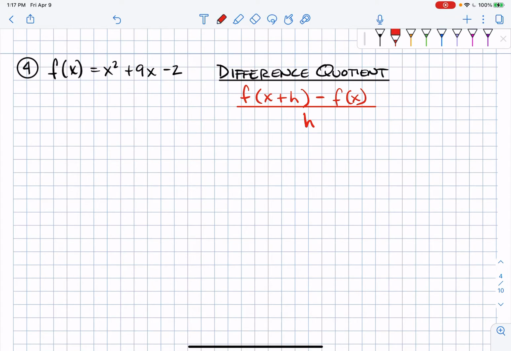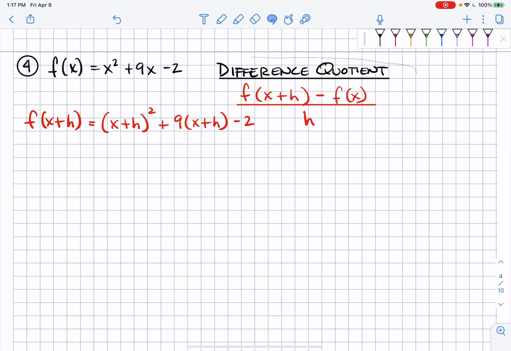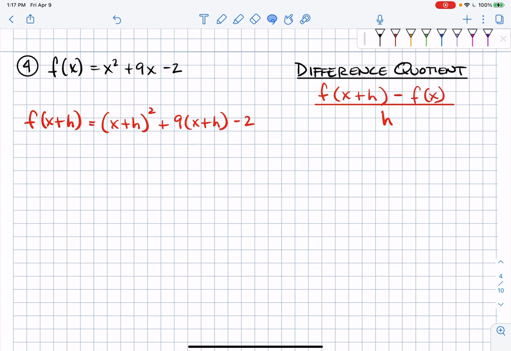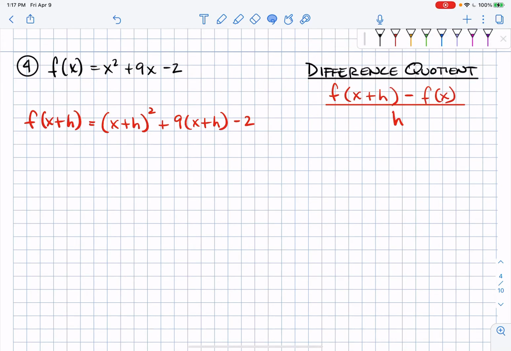So f of x plus h means that to go into f of x and replace all the x's with x plus h. So instead of x squared, I want to replace it with x plus h squared plus 9 times x plus h minus 2. All right, with that being said, let's move this really quick over here. All right, so I gotta finish this up.